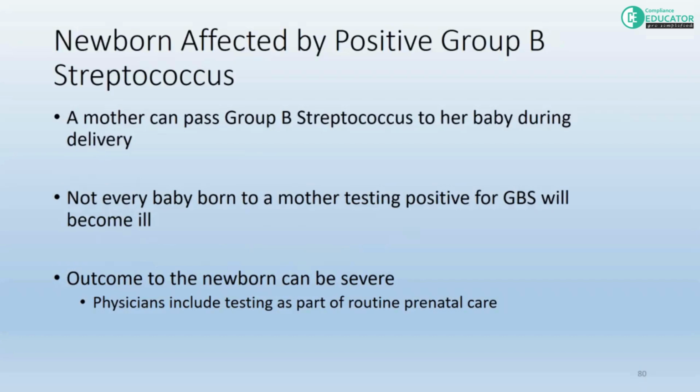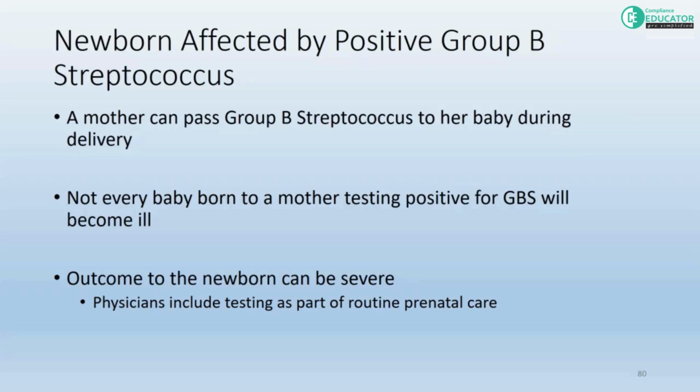Okay, we've moved into the section where I just go alphabetical, if you will, through the system. We know that a mother can pass group B streptococcus to her baby during delivery, and it affects about 1 in every 2,000 babies in the United States. Not every baby born to a mother who tests positive becomes ill. It's uncommon, and the outcome to a newborn, unfortunately, can be quite severe either way.